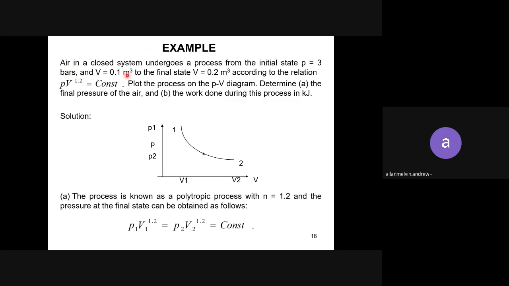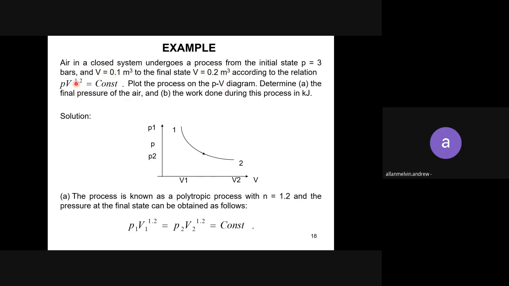So air is a closed system. Okay, so you know it's air, so it's a closed system, meaning the mass is constant. It undergoes a process from the initial state, P1 of 3 bars, volume 0.1 meter cube, to the final state, V2 of 0.2 meter cube, according to the relation.